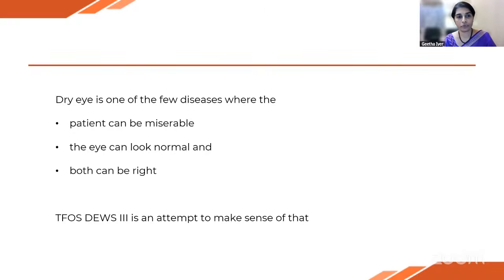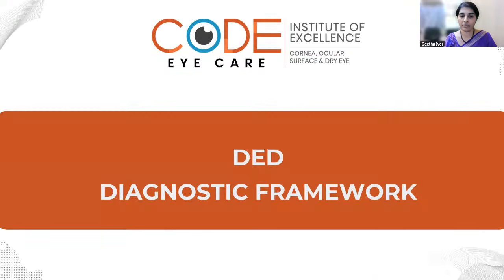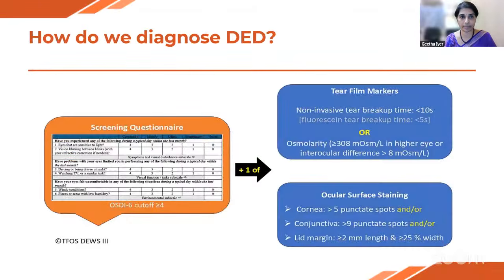Dry eye is one of the few diseases where the patient can be miserable, the eye can look absolutely normal, and both can be right. TFOS DEWS 3 is an attempt to make sense of that. So let's jump straight into the diagnostic framework for dry eye disease that DEWS 3 provides. How do we diagnose DED in DEWS 3? There's a screening questionnaire which has a cutoff for positive symptoms. And along with that, if one of the signs is present, as indicated here, either a tear film marker or the ocular surface staining, put together, both of these help us to diagnose dry eye disease.